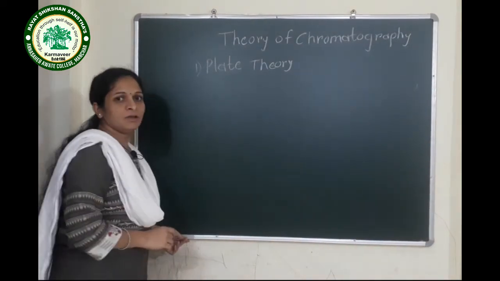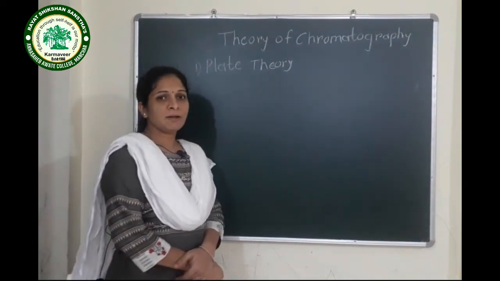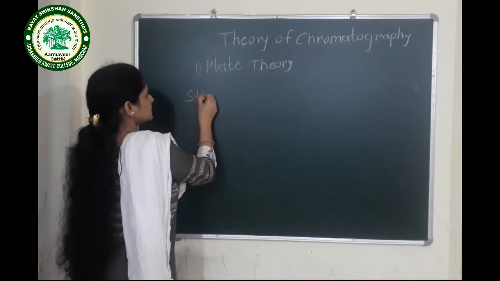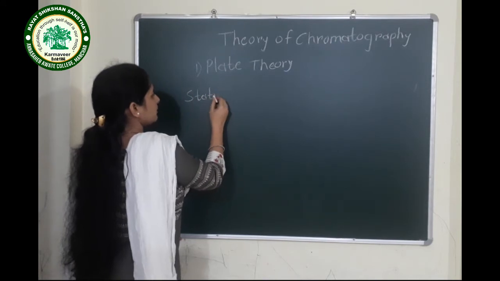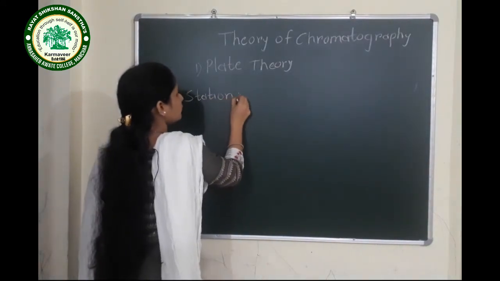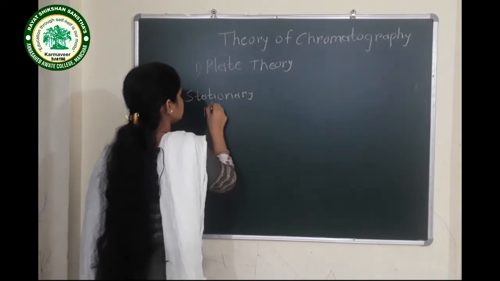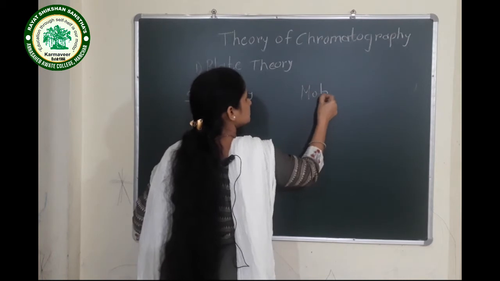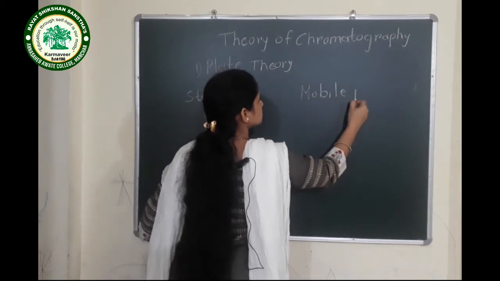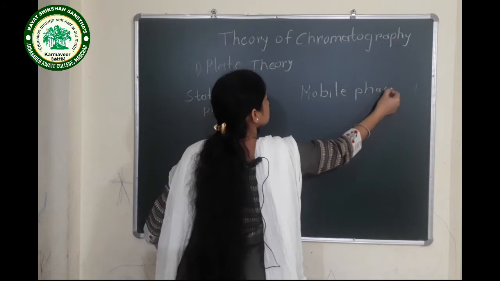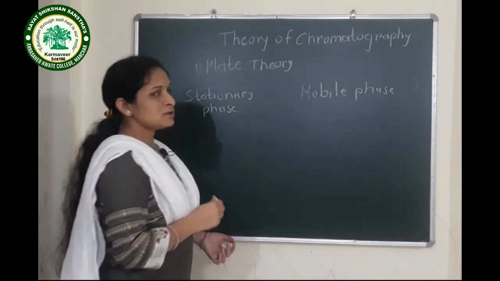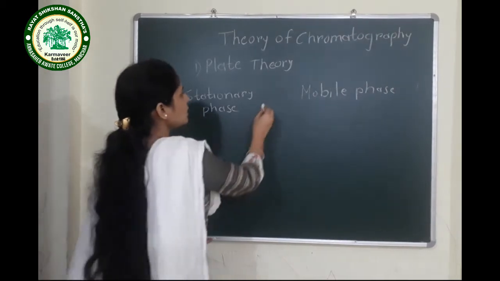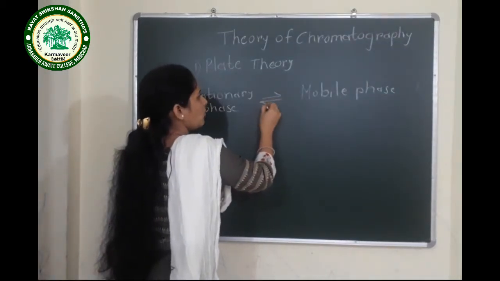Now in chromatographic separation, the separation takes place in the stationary phase and mobile phase. There are two phases used in chromatography. The separation takes place in the stationary phase and mobile phase. Now, how is the separation taking place? There is an equilibrium distribution between the stationary phase and the mobile phase.